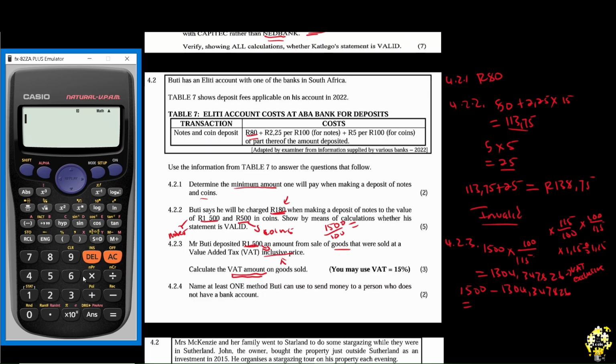So let's come here and say 1,500. When you subtract 1,304.347826, you are remaining with 195. Let's round it to 2 decimal places: 195.65.